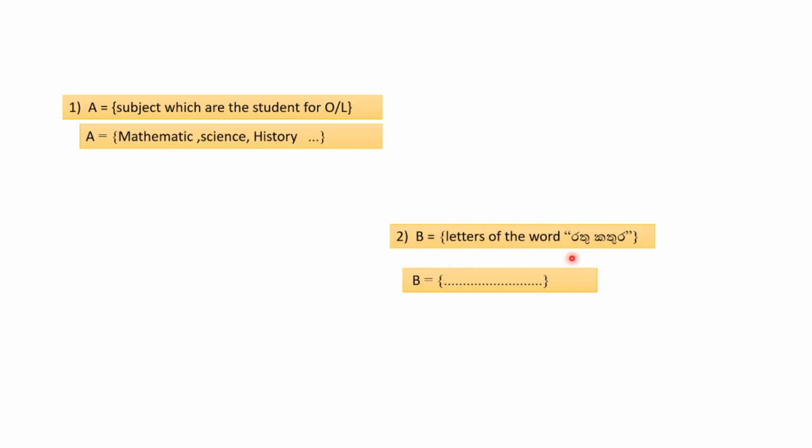Then the letters of the word Ratu Katura. You have to be careful with this word. I told you, you don't repeat the same element again and again, so it is Ra, Tu, Ka only, because Ra and Tu repeat, but we don't write them again. In a set, the special case is we don't write the same element again and again. You can see here that when they write elements, they separate them using curly brackets and commas, and the set is labeled by a capital letter of the English alphabet.